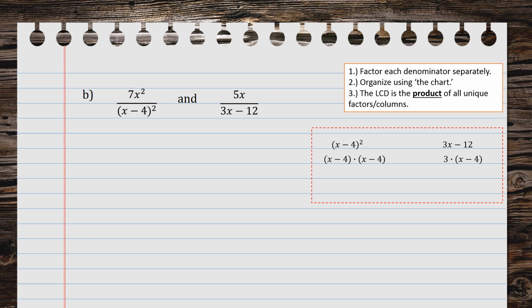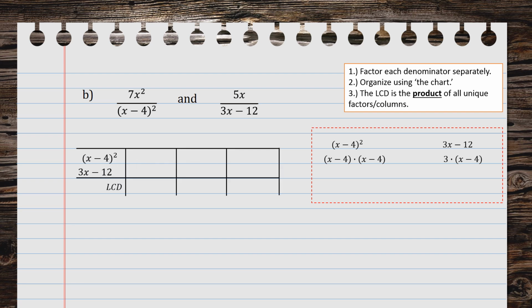So now that we've factored the denominators separately, we're ready for the chart, which again is just made up of rows and columns. And now we want to list the factors. The first denominator of x minus 4 squared is really made up of x minus 4 and x minus 4. Now 3x minus 12 is made up of an x minus 4, but it's also made up of a 3. A 3 must have its very own column.